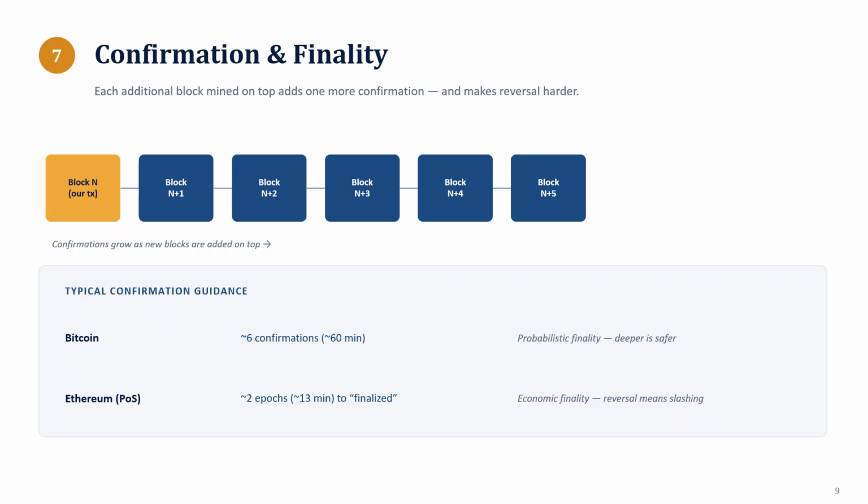Ethereum, after the merge, works differently. After about 2 epochs, roughly 13 minutes, a block becomes finalized. Reversing a finalized block would require validators to violate the protocol, which gets their stakes slashed. That's economic finality, backed by a direct financial penalty rather than just computational cost.